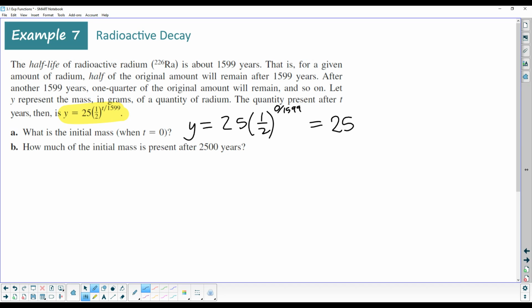What's the units? Does it say grams somewhere? Oh, mass in grams. 25 grams. I can't see a mass word anywhere. Okay, so we've got 25 grams to start with. The next question is, how much of that is still present after 2,500 years? That's going to be 25 times 1/2 to the power of 2,500 over 1,599.